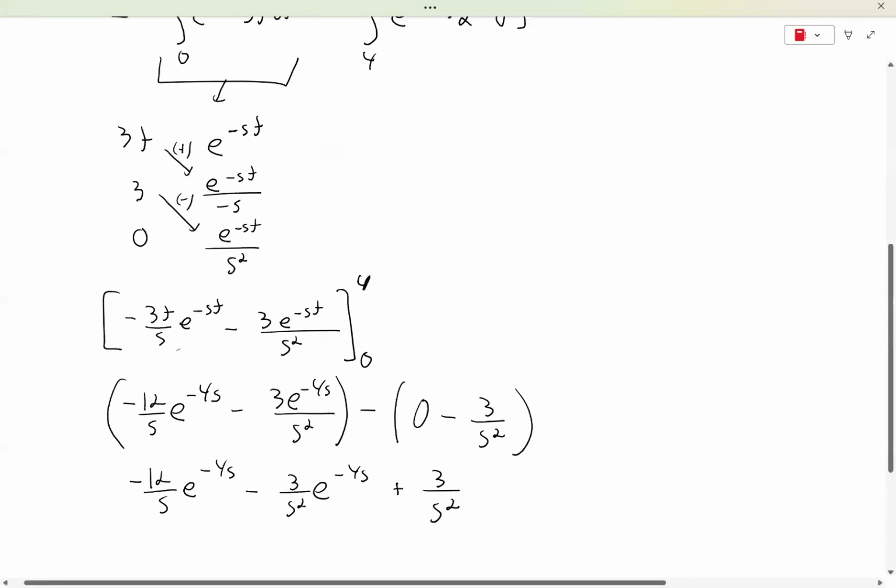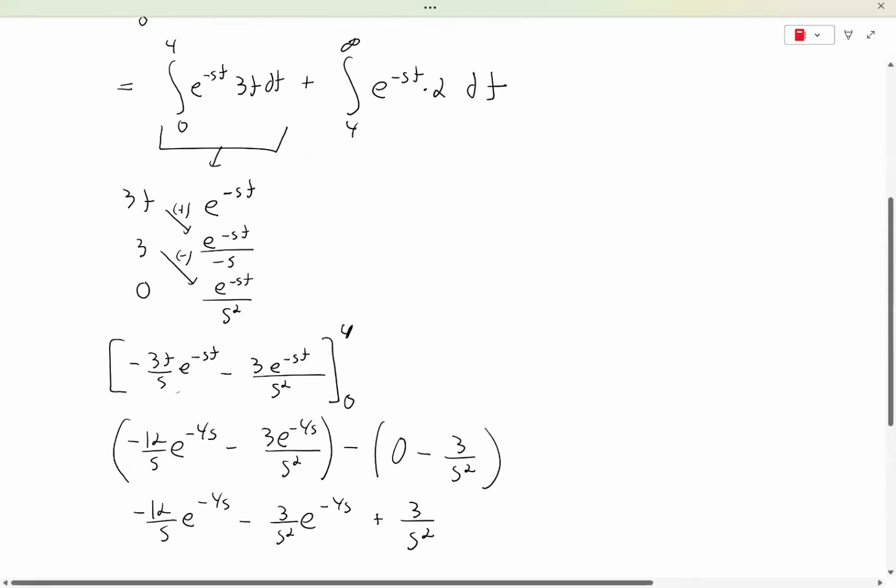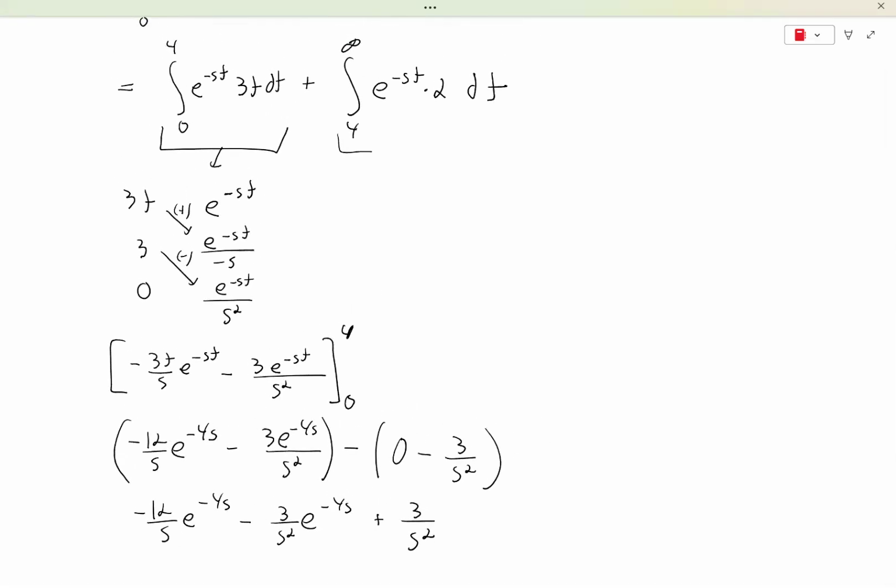That's that part. Okay, and then back up here, the other part was this. That one's a little bit easier. I can just go to the bracket here, and that would be 2 over negative s e to negative st, from infinity to 4.